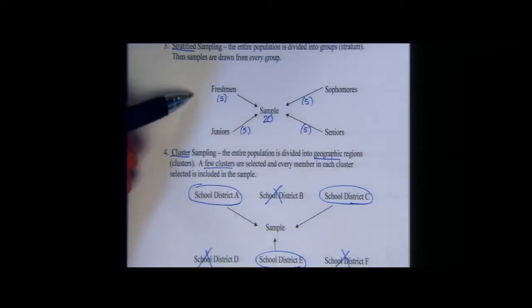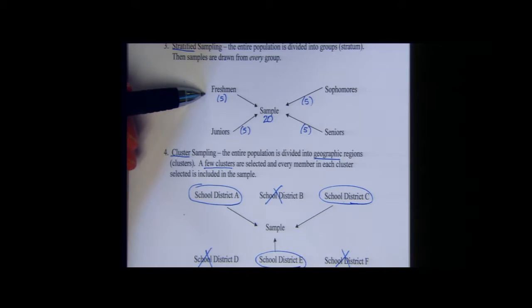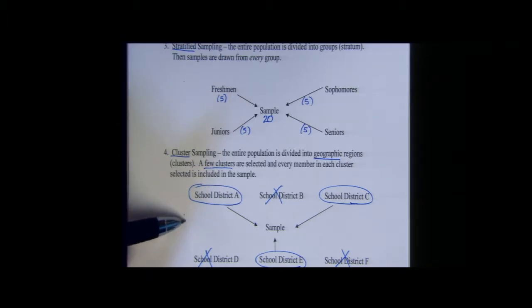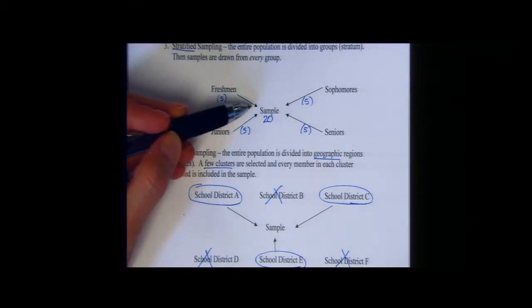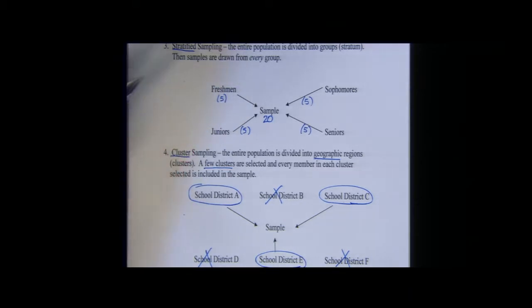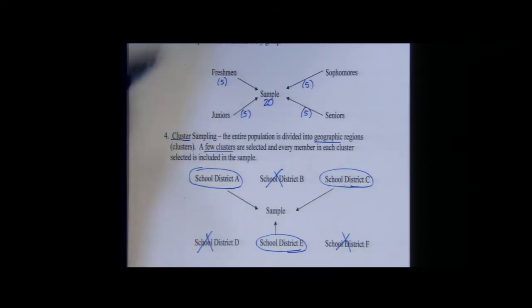So, although both of these types are divided into groups, here they are placed into a group based upon a common characteristic. Here they are placed in the group geographically. In stratified, you choose someone from every group. In cluster, you do not have someone in every group in the sample. So be careful, these two are the ones that are most often confused.